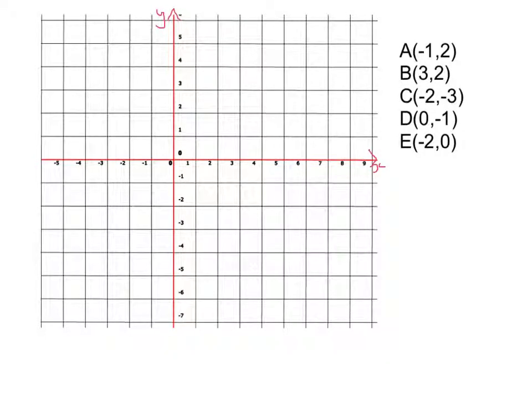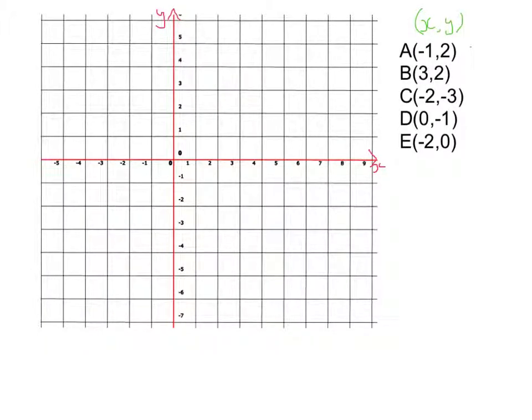In this example, we're going to see how we can plot some points on a Cartesian plane. We have 5 points here which we're going to plot. The first one, A, has an x-coordinate of -1 and a y-coordinate of 2. When we're doing the coordinates, the first one is always x, and the second one is always y.